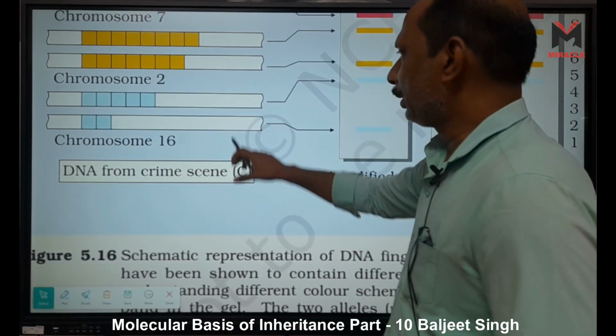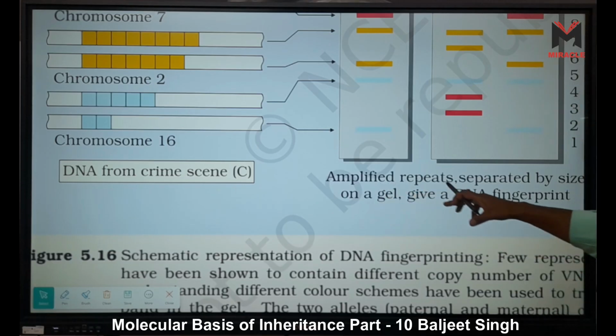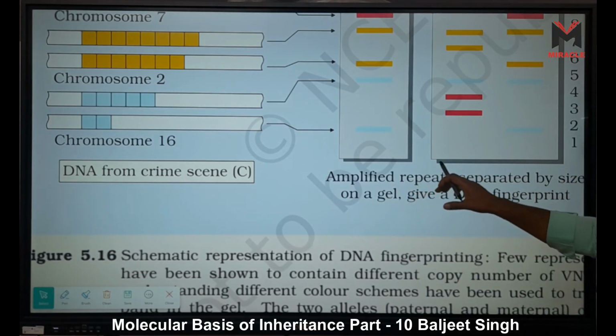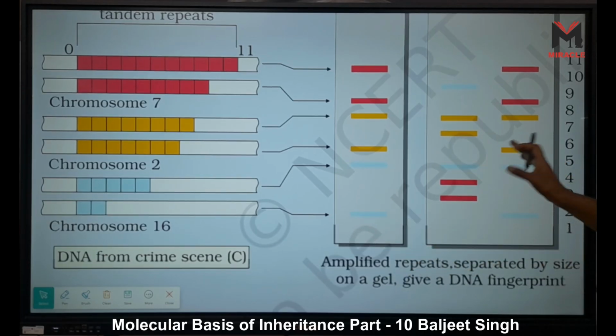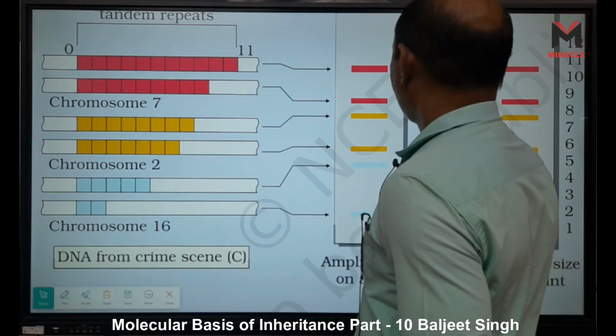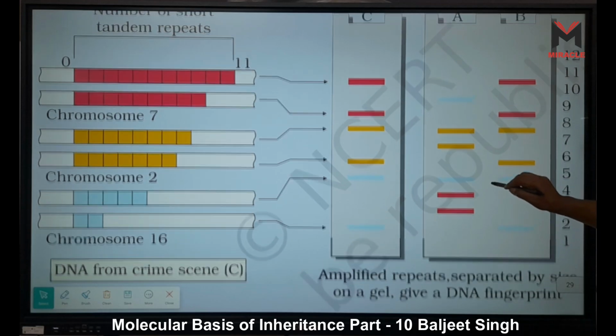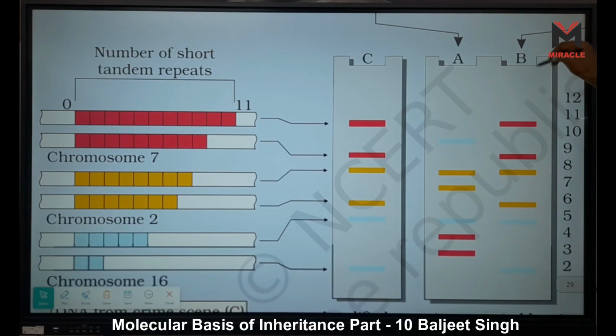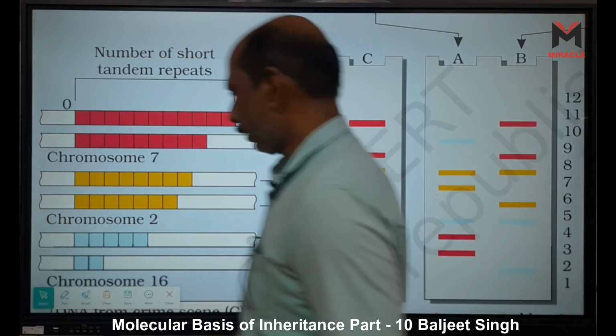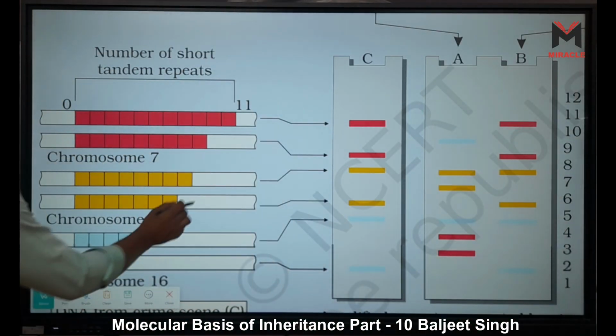DNA from the crime scene, C, right? It is amplified, repeated, and separated by size of gene to give the DNA fingerprint. Now you understand who is the criminal. When you match this one and this one, you can find which one is the matched DNA. This DNA is matched with this one. That means this B1 is the criminal. We can understand.